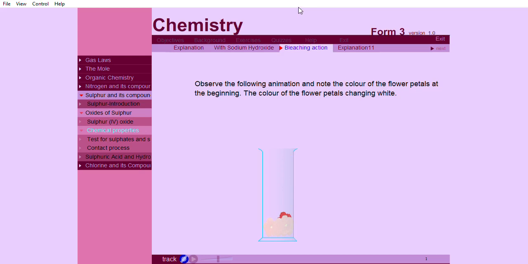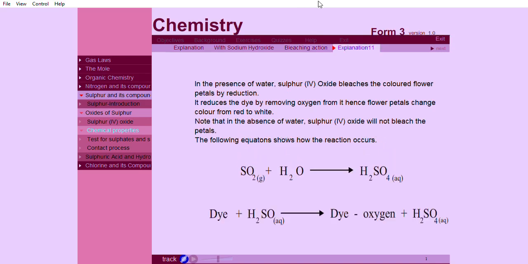Observe the following animation and note the color of the flower petals at the beginning. The color of the flower petals changes to white. In the presence of water, sulfur 4 oxide bleaches the colored flower petals by reduction.